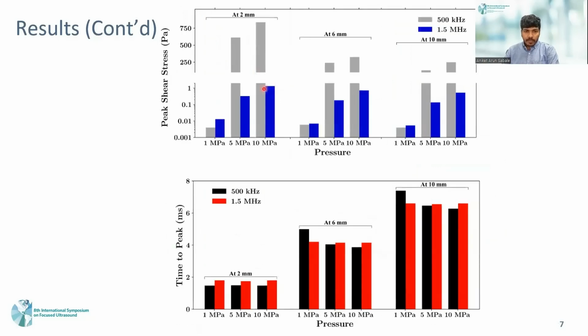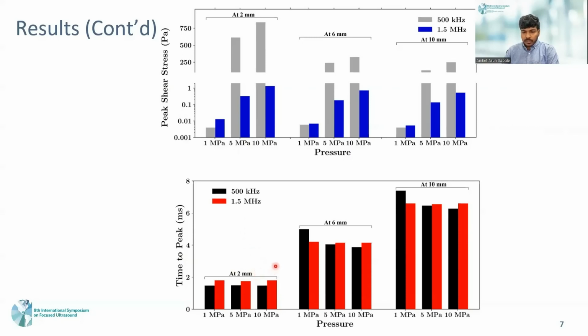The graph on the top panel shows peak shear stress obtained at node points for different operating parameters of the transducer. A pressure-dependent behavior of shear stress could be observed. As the surface pressure of the transducer increases, the magnitude of shear stress also increases. The graph on the bottom panel shows time to peak obtained for the relevant shear stress at node points. No pressure or frequency-dependent behavior could be observed.